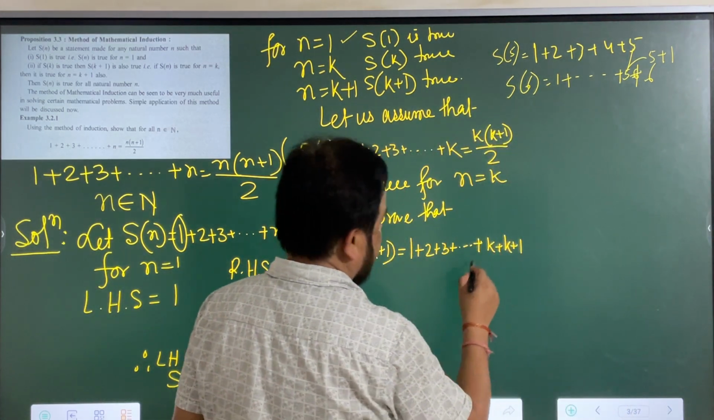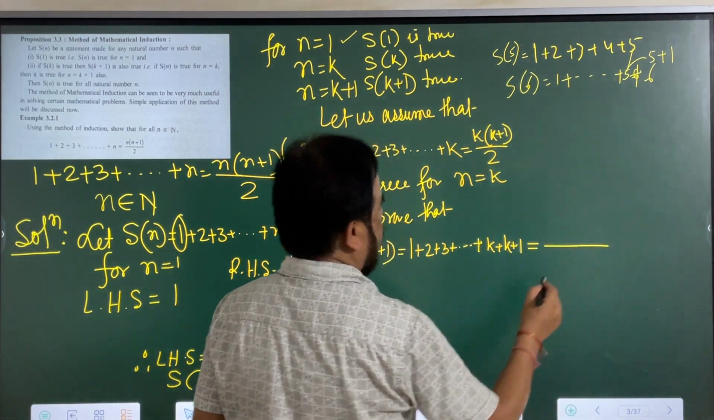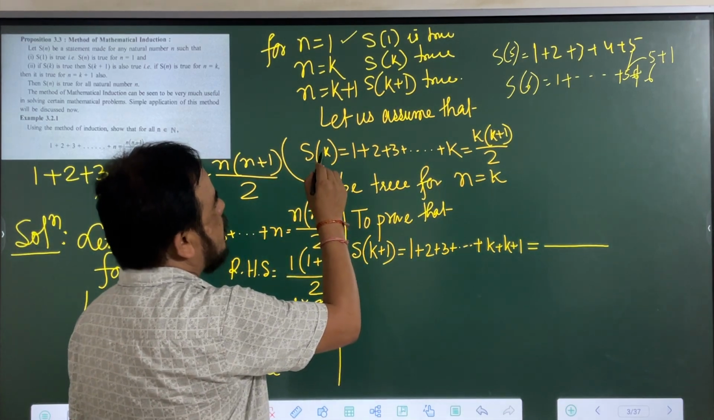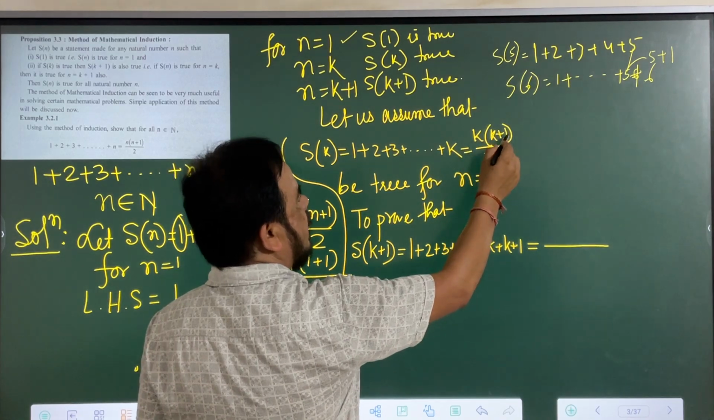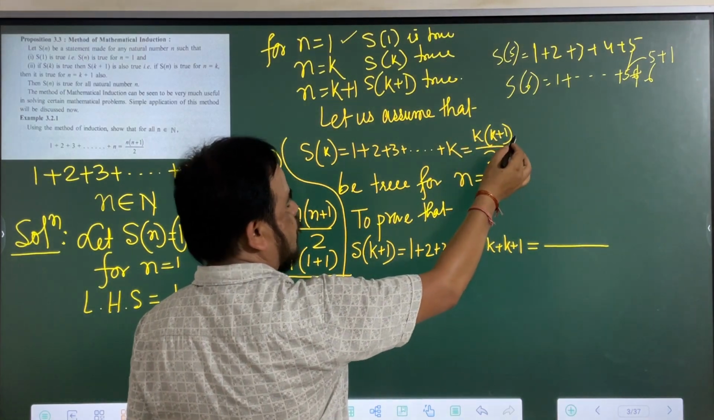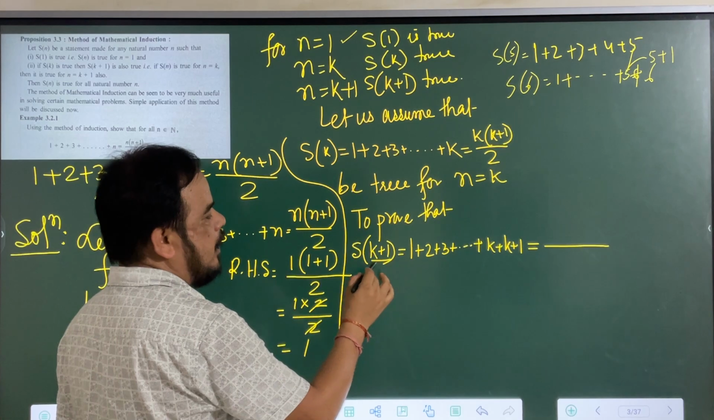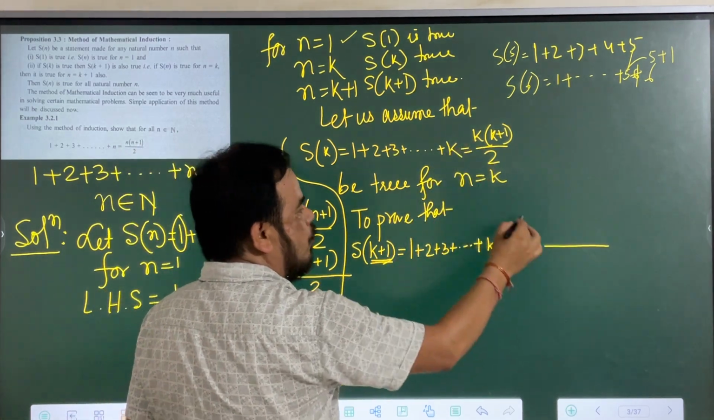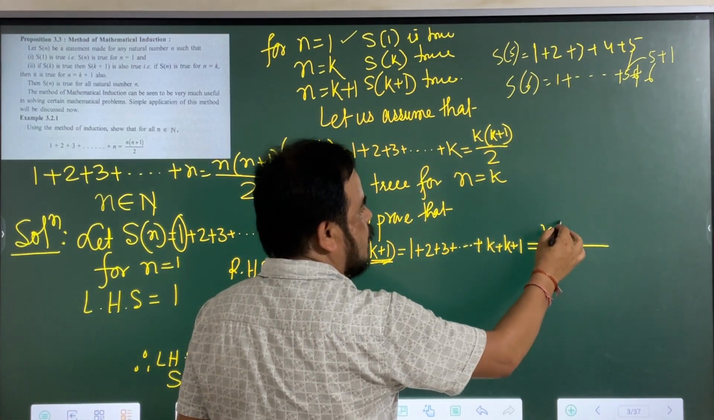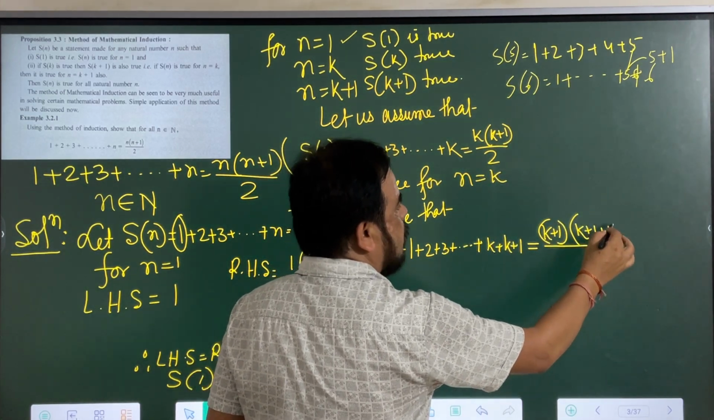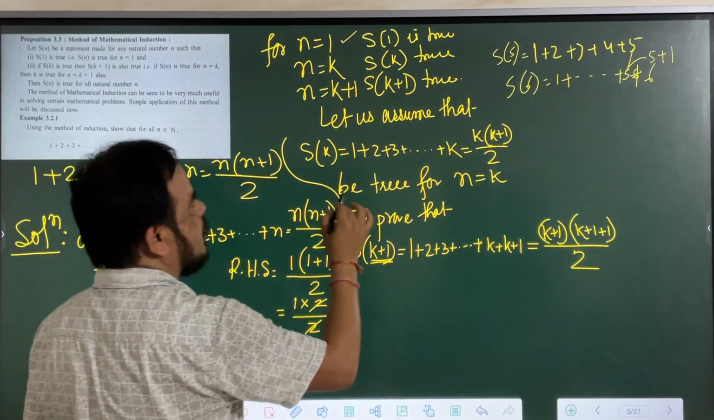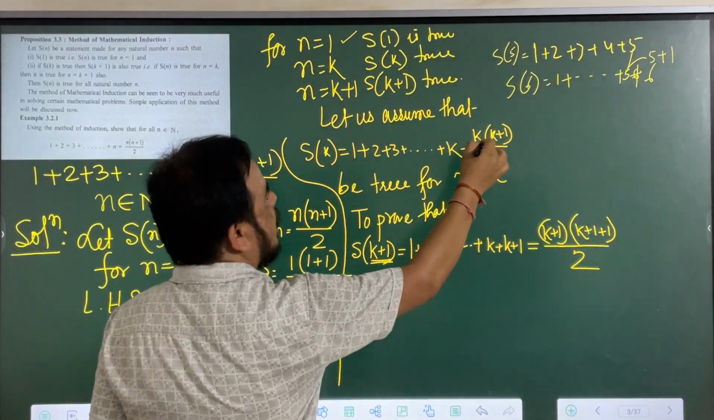Then equals to, in place of n, if it is k, we don't write n into n plus 1. What do we write? K into k plus 1. So in place of n, we have written k plus 1. So in place of k, we will write now k plus 1. Again in place of k, we will write k plus 1 plus 1 by 2. I hope you understand. K means k into k plus 1.